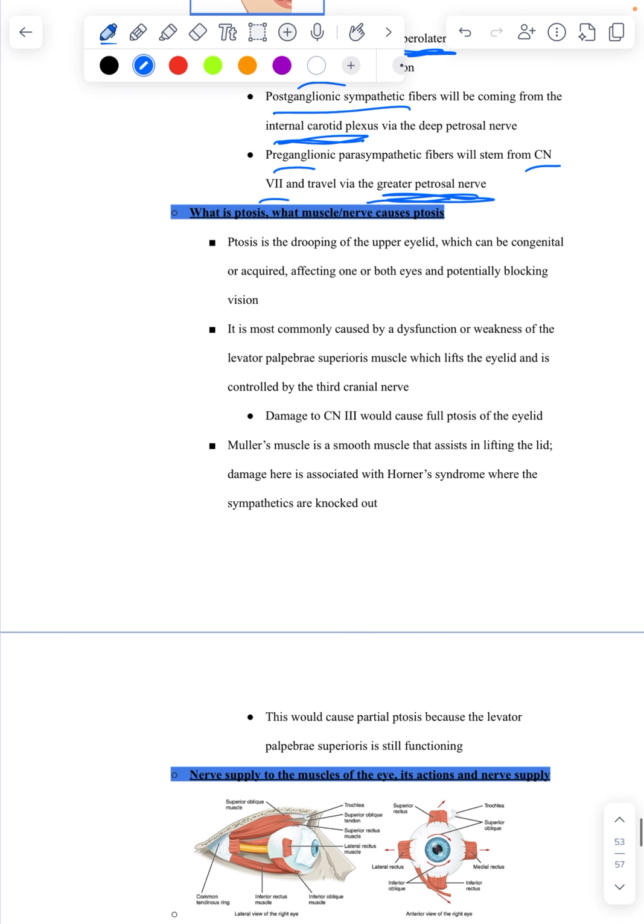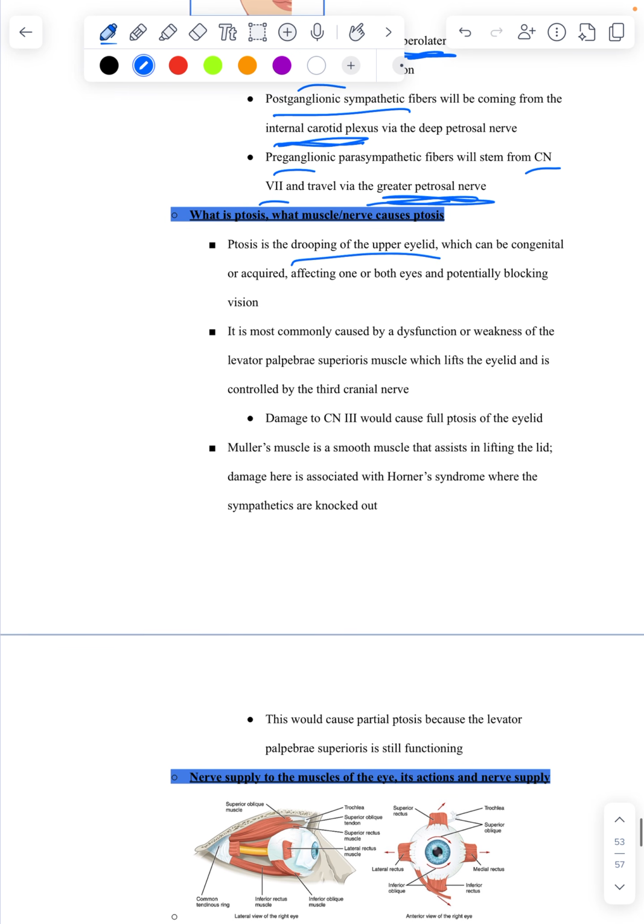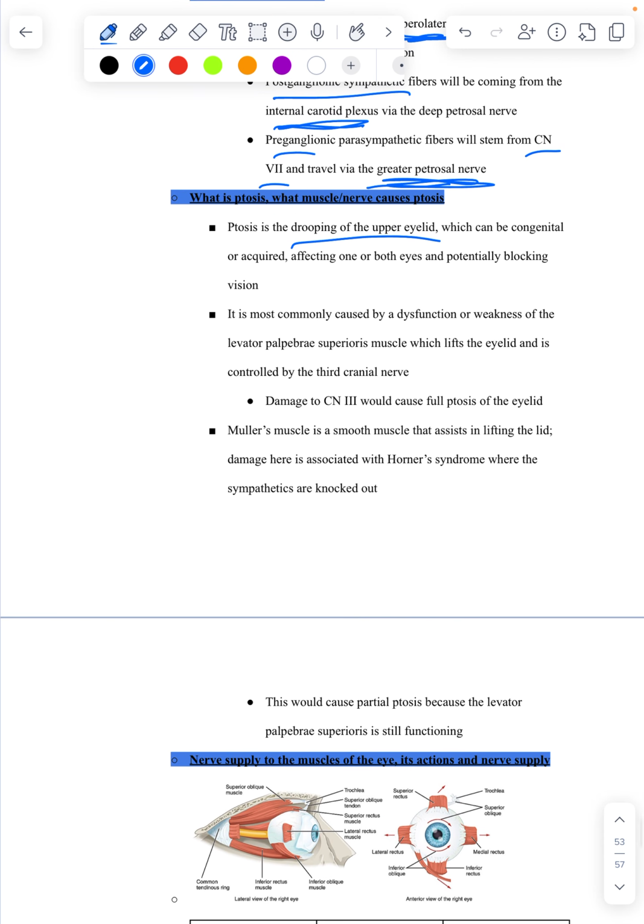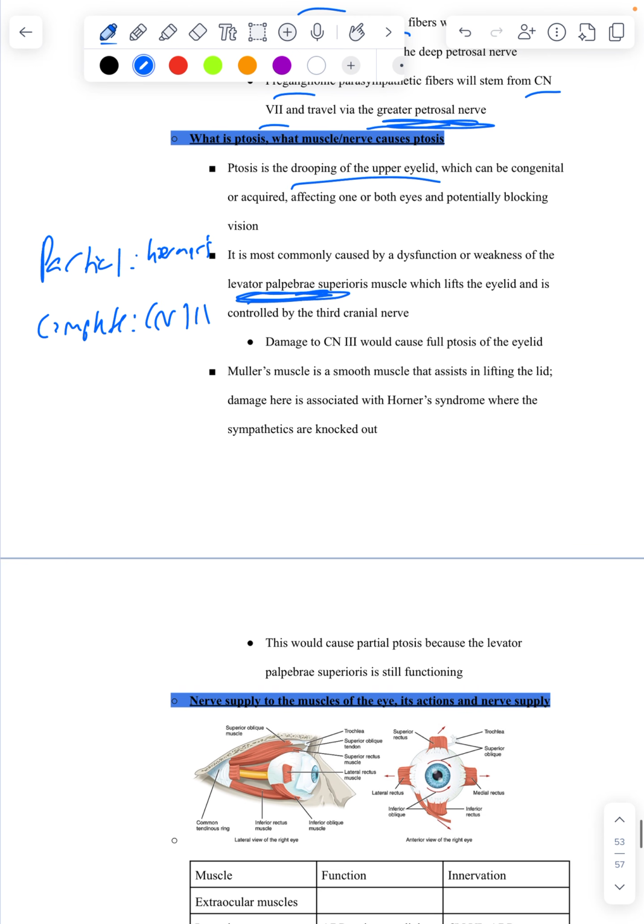What is ptosis? Ptosis, droopy eyelid. That's because where's the levator palpebrae superioris? It's damaged. And then if it's partial ptosis, it's Horner's syndrome. If it's complete, it's cranial nerve 3 damage. So Muller's muscle, I believe this also has another name. It's like tarsal or superior tarsal muscle, assists in lifting the lid. So if this is damaged because your sympathetics are damaged, then you get Horner's syndrome where it's only partial. But the main one is levator palpebrae. If this one is clipped, then you get complete ptosis.